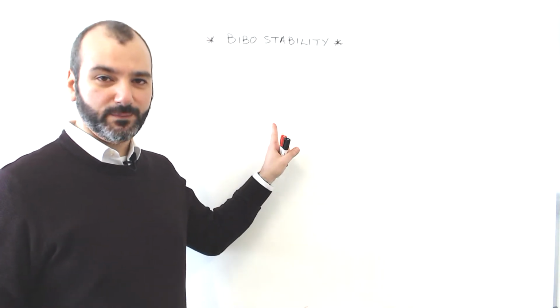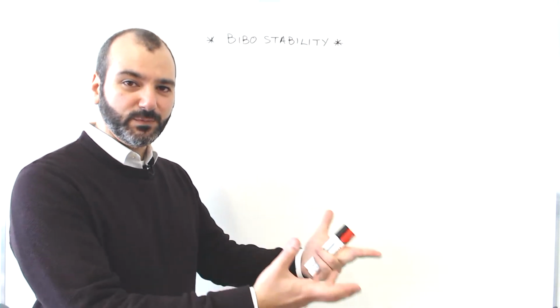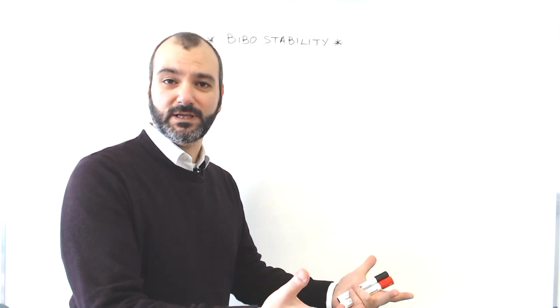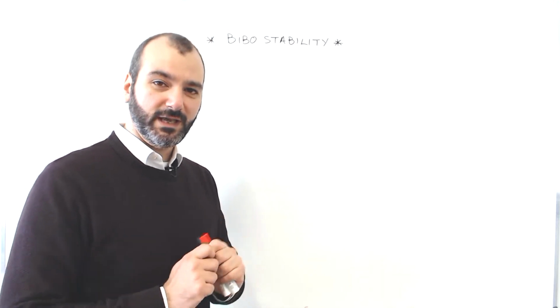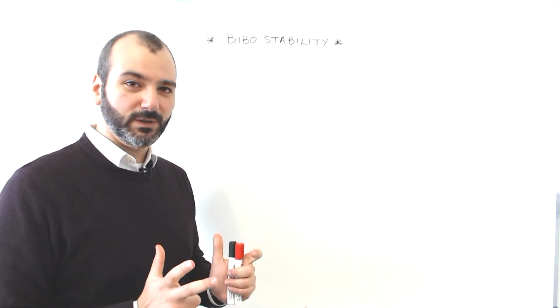Hello again. Today we'll talk about a very important property, a very important concept in control systems, that of BIBO stability, or bounded input, bounded output stability. Let me give you the following definition. If we have a dynamical system, we will say that it is BIBO stable if the output of the system remains reasonable, doesn't go crazy, so long as the input is reasonable as well.